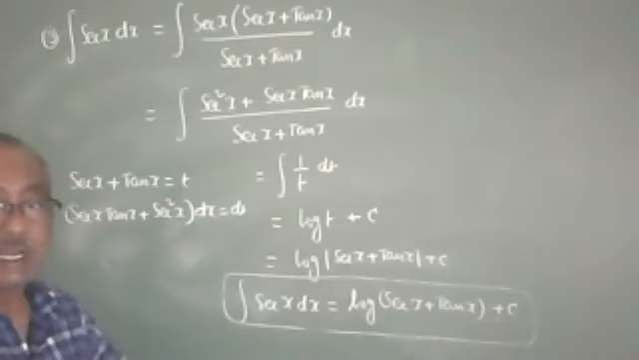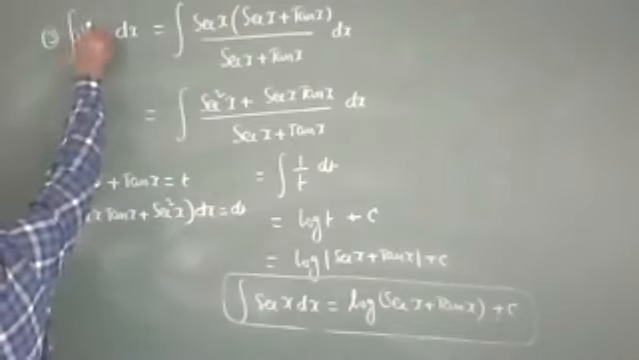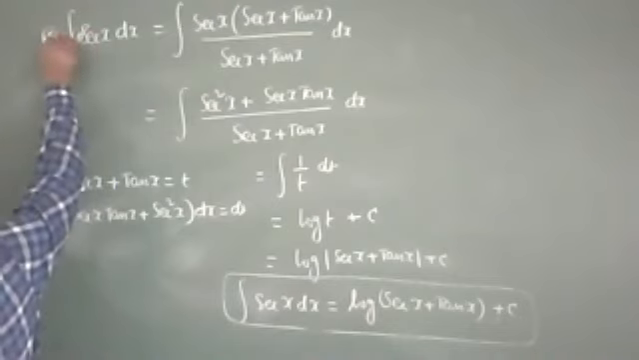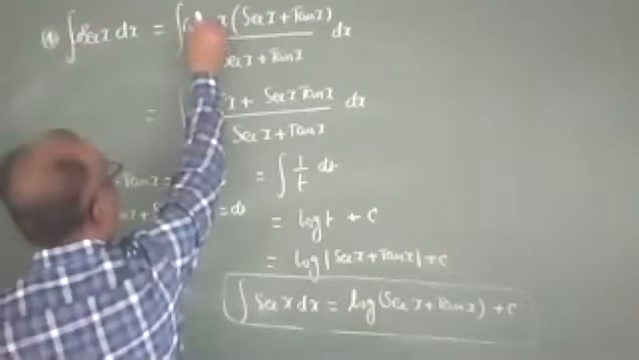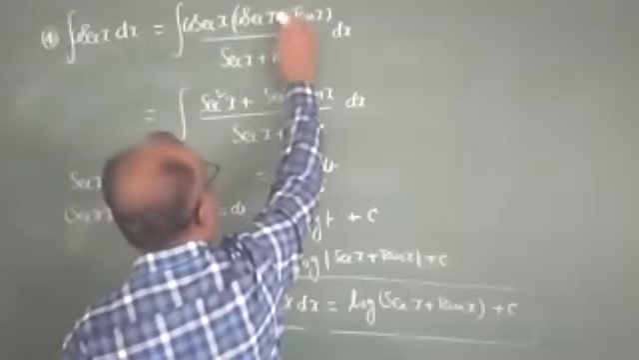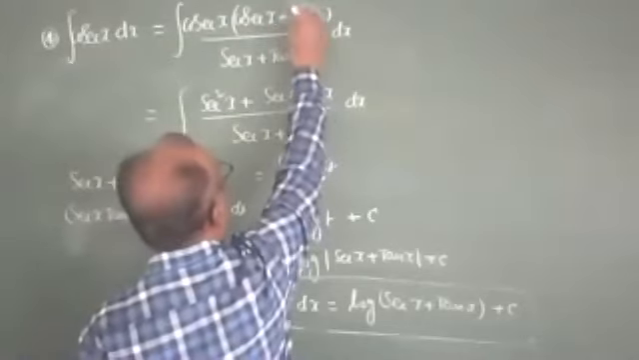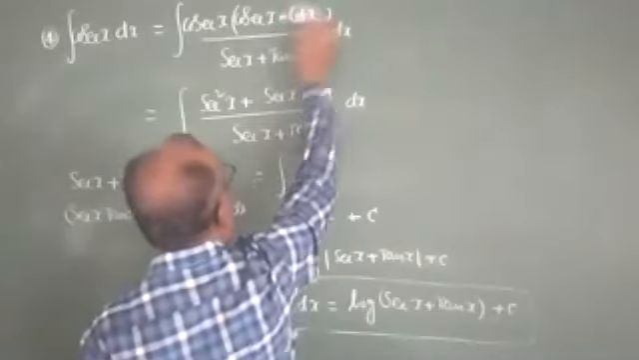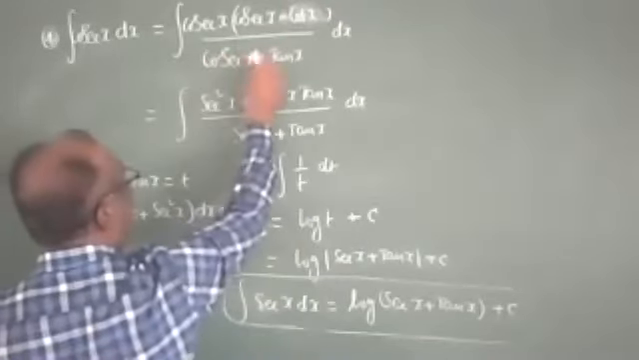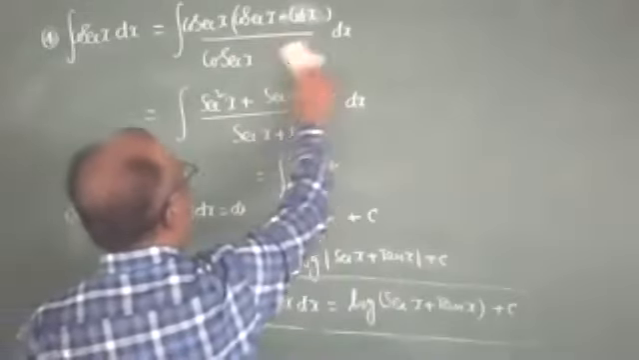Same method, everyone go through the cosecant x. Everyone go through the fourth one, which is cosecant x. Multiply the numerator with cosecant x minus cot x, and the denominator also we divide with cosecant x minus cot x.